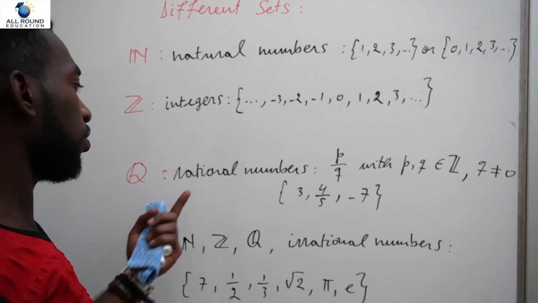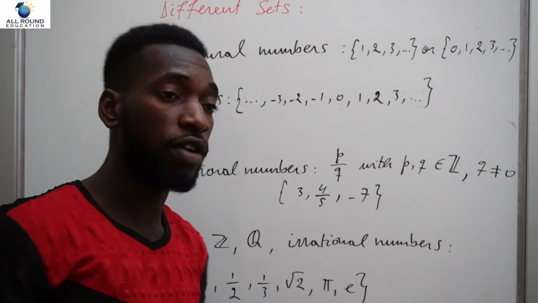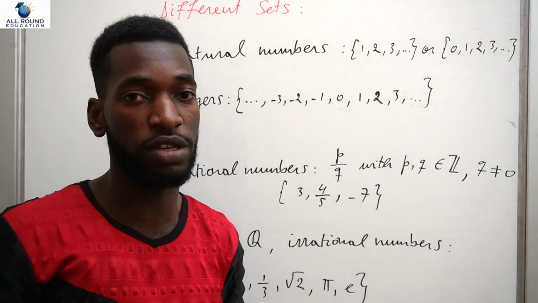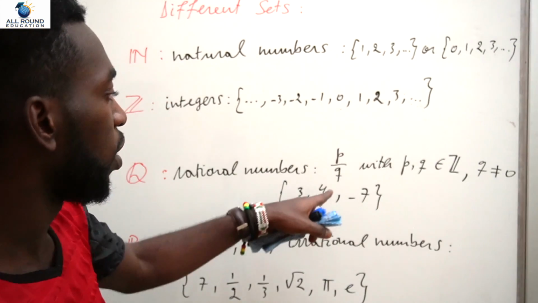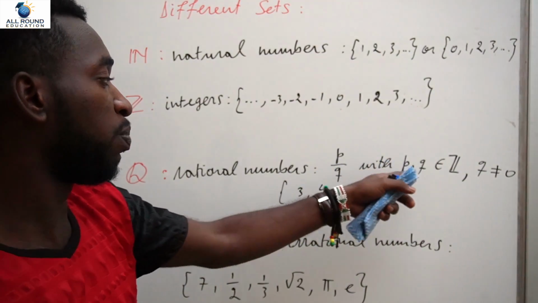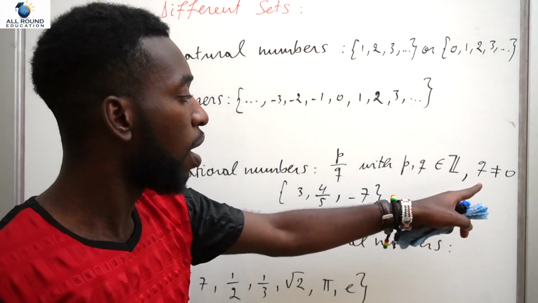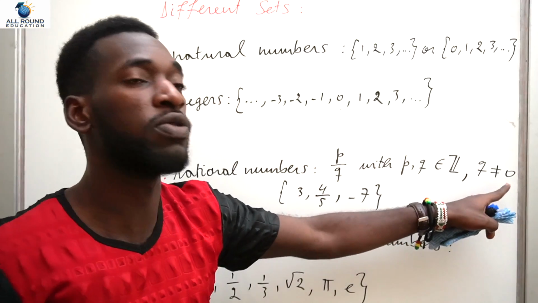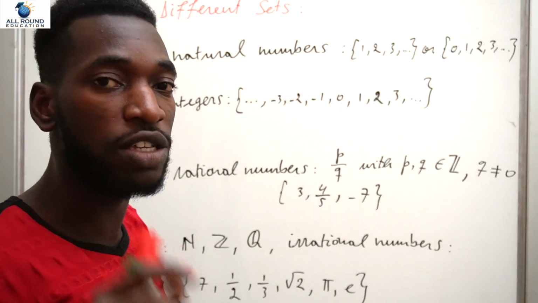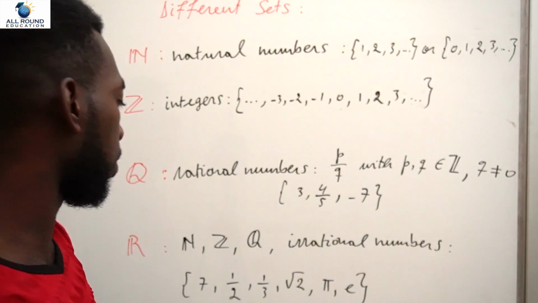And here, the next one is rational numbers. What's a rational number? A rational number is any number that could be expressed as a fraction of two integers. You can see here, I've got p over q, with p and q elements of Z, the set of integers, and also q has to be different from 0, right? Because we cannot divide by 0. For that reason, q has to be different from 0. And we can see a few examples here.